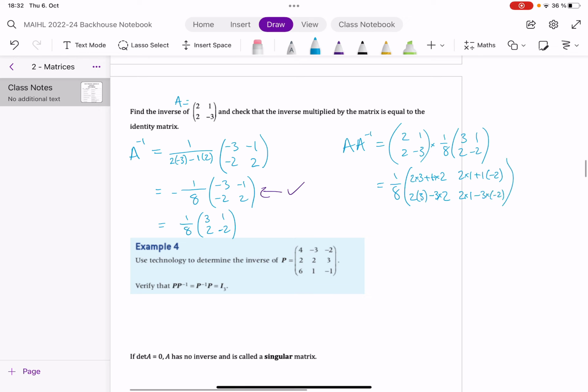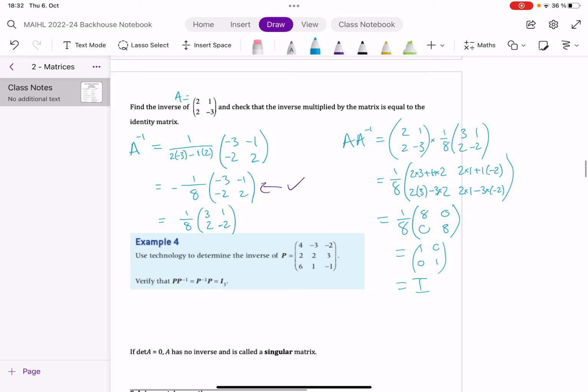Okay, let's tidy this all up. We've got an 8th out the front. We've got 6 plus 2 is 8. 2 minus 2 is 0. 6 minus 6 is 0. And then 2 plus 6 is 8. And of course, an 8th times this is 1, 0, 0, 1, which is I. And that is the result we're after, that A times its inverse is the identity matrix.